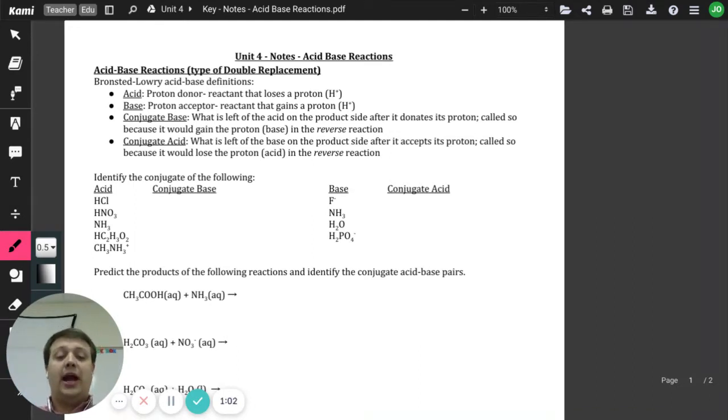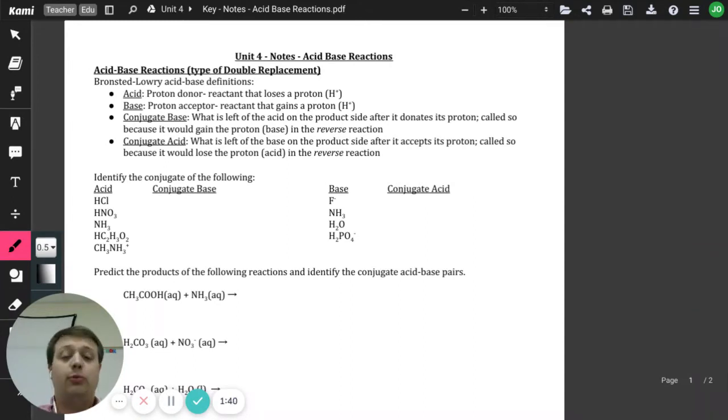Now, for acid-base reactions, we're going to have two big things. We're going to have an acid, and we're going to have a base. So what are an acid and a base? Well, our current definition, our Bronsted-Lowry definition for acid-base reactions, is that an acid is going to be a proton donor. What that means is that the reactant is going to lose a proton. Okay, so it's going to donate it or give it away. The base is going to be your proton acceptor, so it's going to be the reactant that is actually gaining a proton as a part of this reaction.